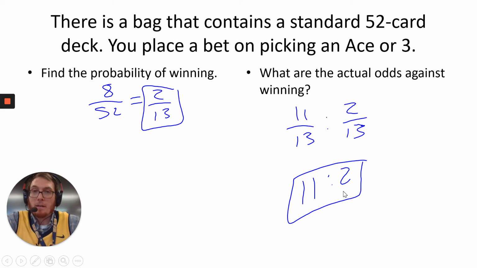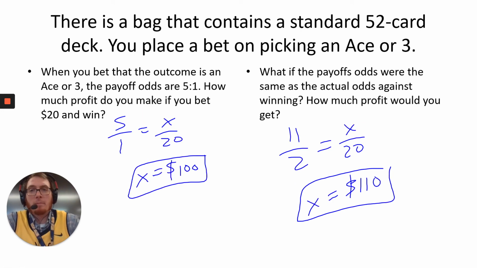Using that, we're going to compare the payoff odds of the company versus the actual payoff odds. The payoff odds of the company are 5 to 1, and if you bet $20 and you cross multiply, you should end up with a $100 profit.